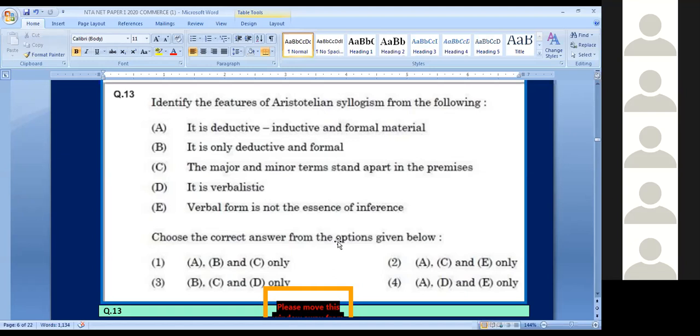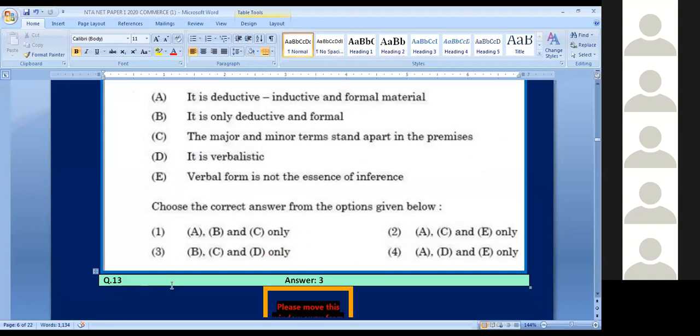So when they say deductive and inductive, you should delete all the options which has A. So option 1 is ruled out, 2 is ruled out, and 4 is ruled out because I know that it is not deductive and inductive, it is only deductive. If 1, 2, 4 are ruled out, you can directly tick 3, correct? That is the only option.